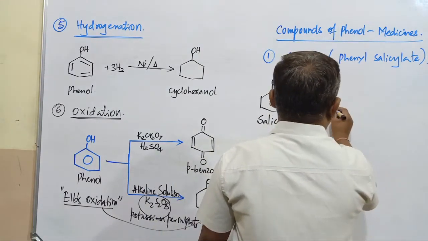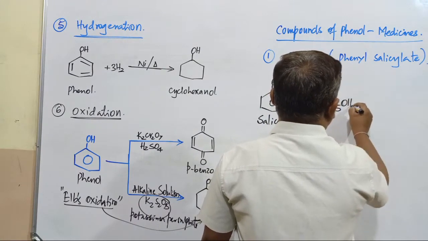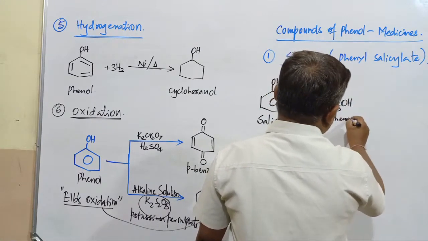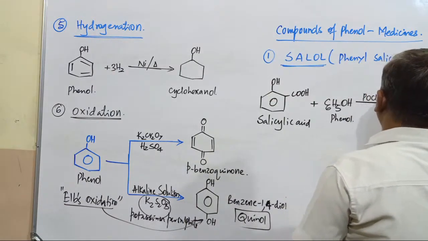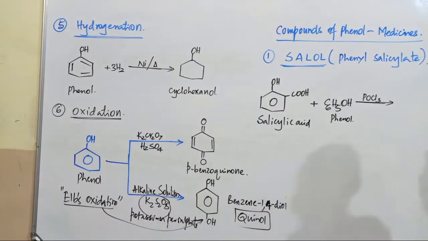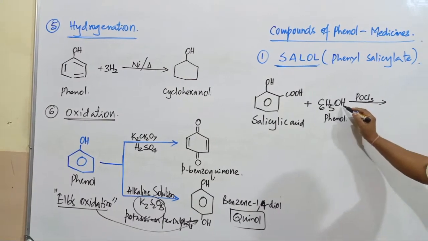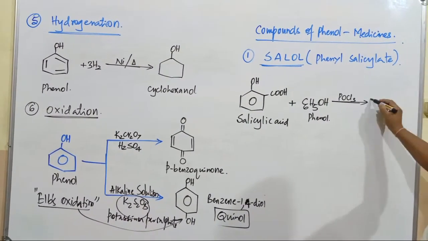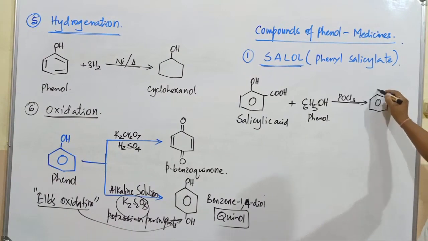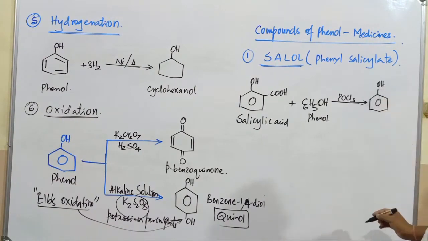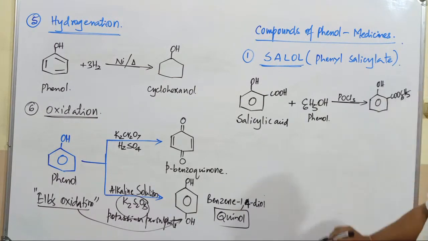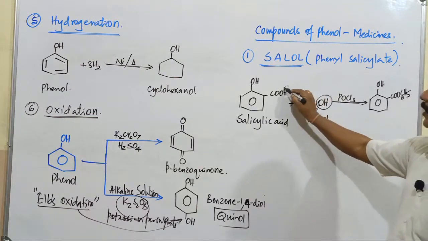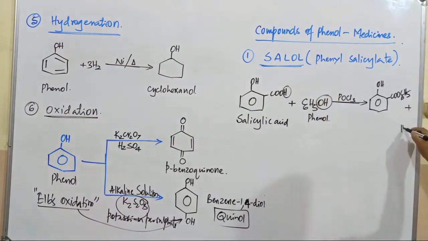phenol itself. Phenol I write as C6H5OH. You can write in cyclic structure, makes no difference. In presence of POCl3. What is the role of POCl3? Dehydrating agent, which eliminates water molecule. This OH and this H are eliminated. When OH and H are eliminated, what is the compound obtained here? It is COOC6H5. This OH and this H are eliminated, plus H2O is obtained.